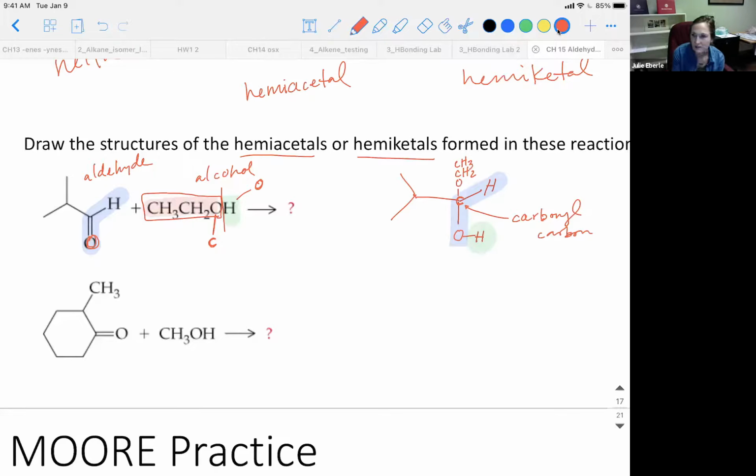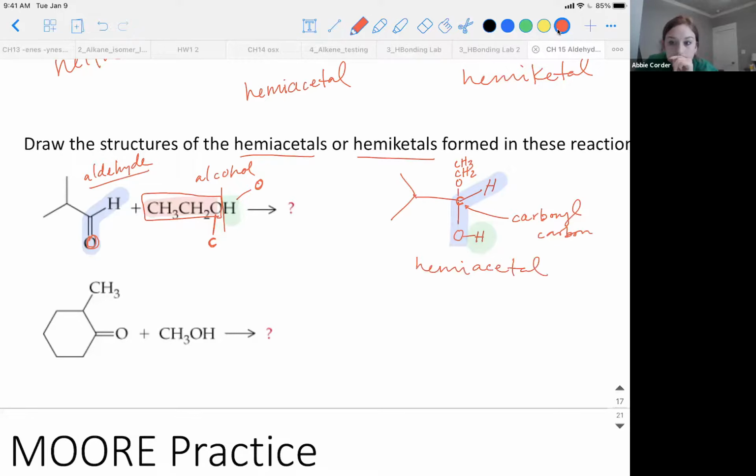And is this a hemiacetal or a hemiketal? It's a hemiacetal. If we're starting with an aldehyde, we get a hemiacetal. And you can always double check yourself: you still have a carbon-hydrogen bond there.